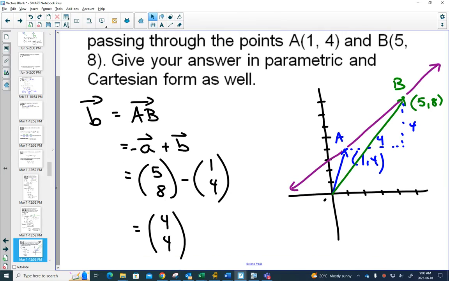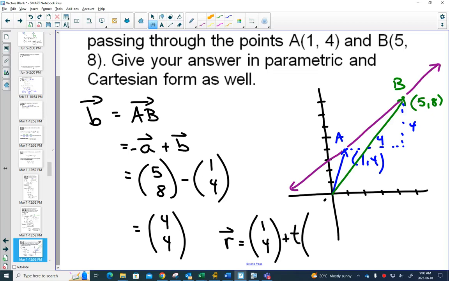What's our vector equation of a line as a result? Our vector equation of a line is any point. So you could choose to put the 1, 4 here or the 5, 8. It doesn't matter. This can be any vector on the line plus t, and your direction vector, and you could write 4, 4, or 1, 1, or 2, 2, or 3, 3, because they're all the same direction, just parallel to each other.